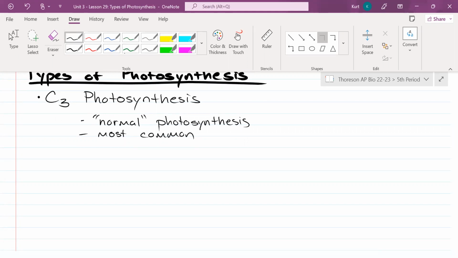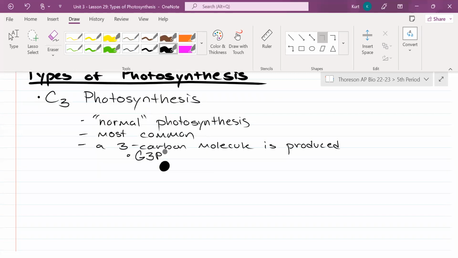The reason why it is called C3 photosynthesis is that a 3-carbon molecule is produced. Can you recall what that 3-carbon molecule is when you go halfway through the Calvin cycle? G3P. The name of that carbon molecule is G3P. 1, 2, 3. 3 carbons. This is why it's called C3.